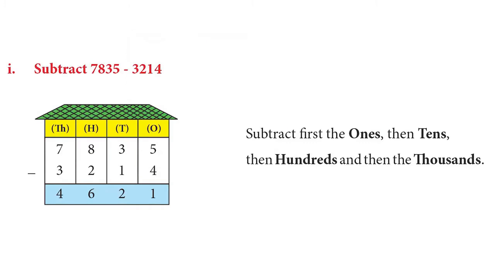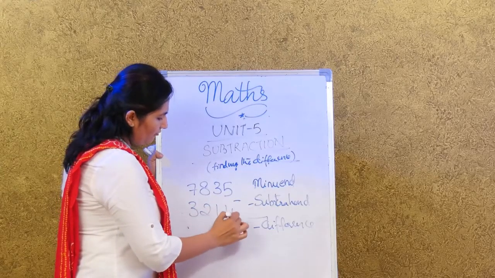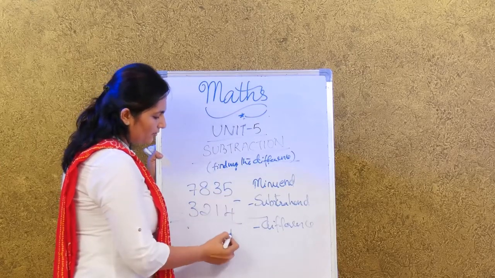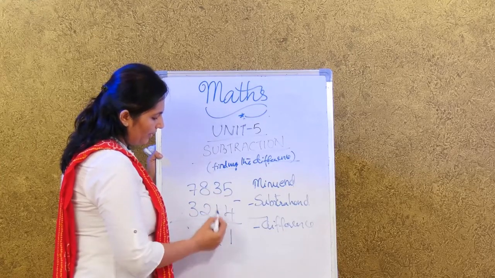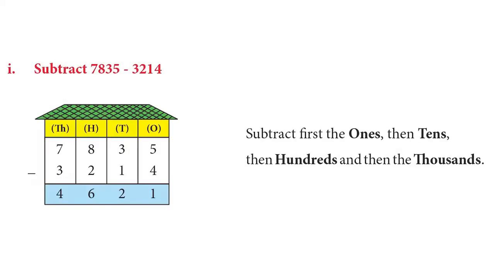Moving to page number 88, we see subtraction of larger numbers. There is nothing for you to worry about. Again, it's the same subtraction, and it's only that the numbers have become larger. It does not change any rules. Let's see an example. 7,835 minus 3,240. 5 minus 4 is 1, 3 minus 1 is 2, 8 minus 2 is 6, 7 minus 3 is 4. 4,621 is our answer.